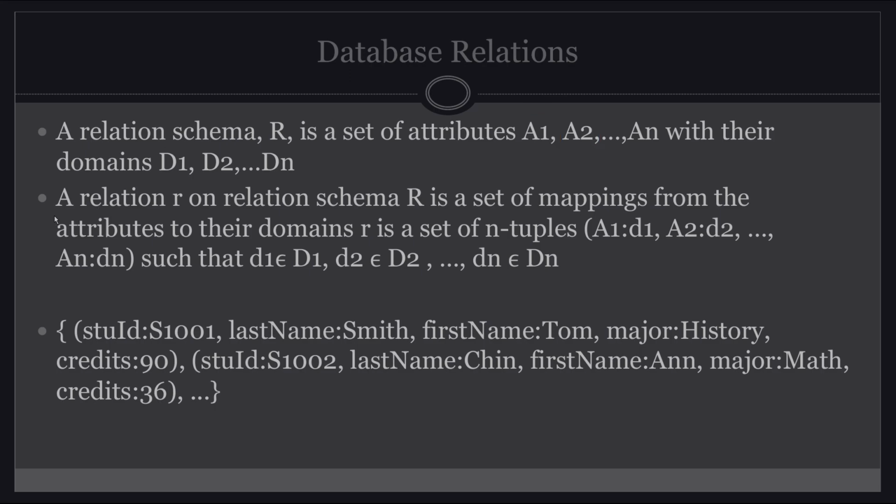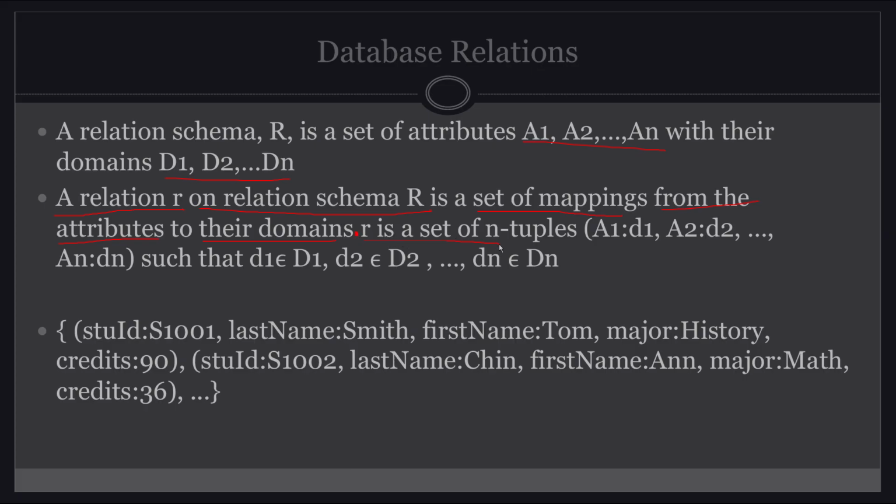Okay, now a relation small r on this relation schema capital R is a set of mappings from the attributes A1 through AN to their domains D1 through DN. Okay, full stop here, by the way.